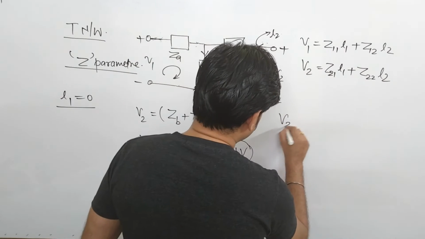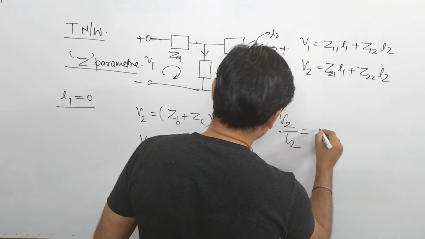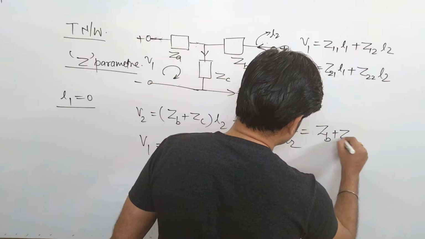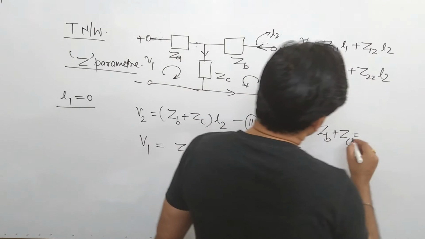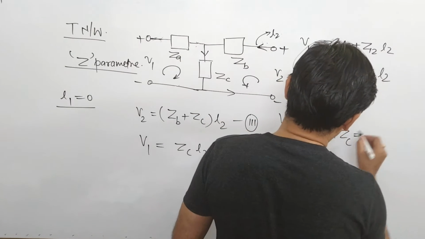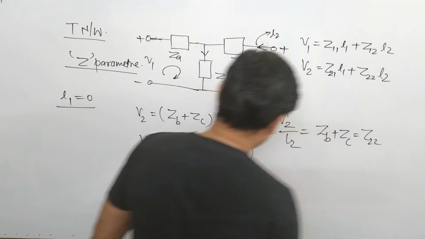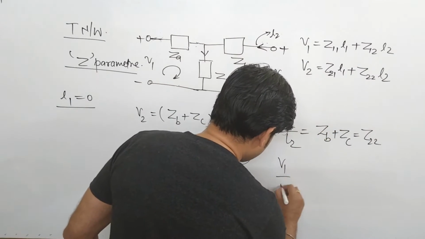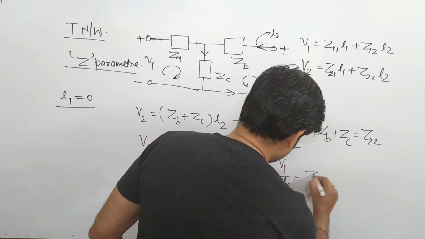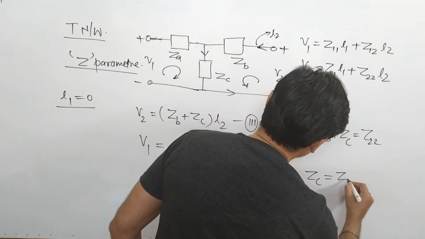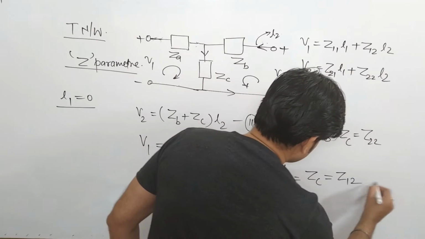Now if you find V2 by I2, that comes to be ZB plus ZC, and that is your Z22. And if you find V1 by I2, that comes to be ZC, and that is equal to your Z12.